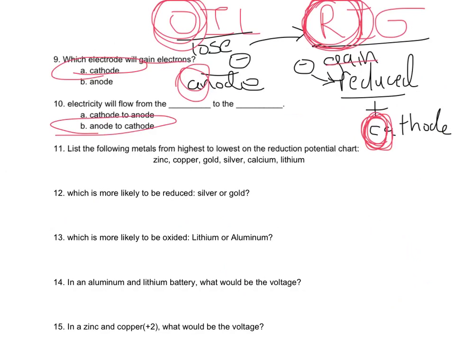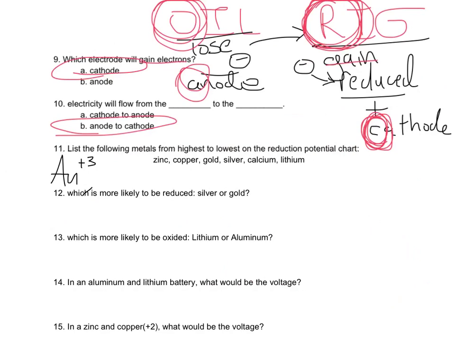List the following metals, so we're on question 11. List the following metals from highest to lowest on the reduction potential chart. So, highest up is going to be gold probably, so that's Au. And what it says is Au+3.